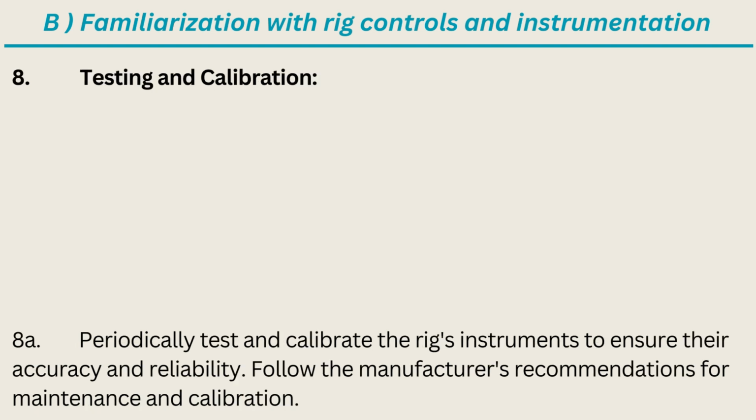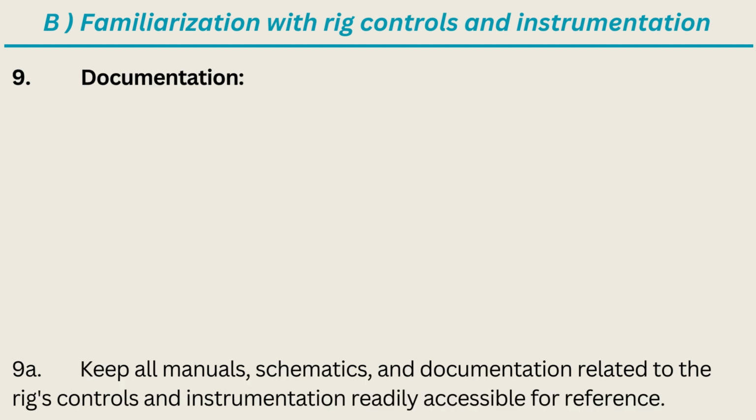8. Testing and calibration. 8A. Periodically test and calibrate the rig's instruments to ensure their accuracy and reliability. Follow the manufacturer's recommendations for maintenance and calibration. 9. Documentation. 9A. Keep all manuals, schematics, and documentation related to the rig's controls and instrumentation readily accessible for reference.